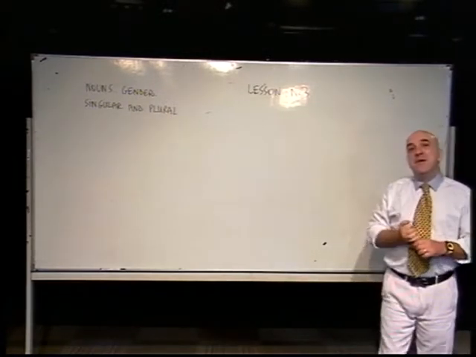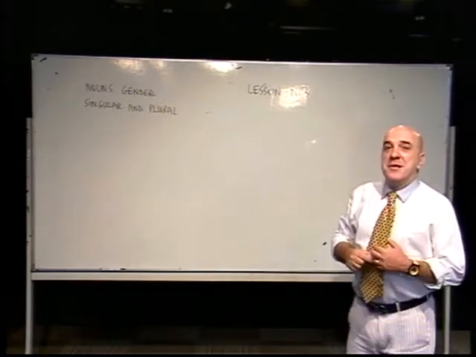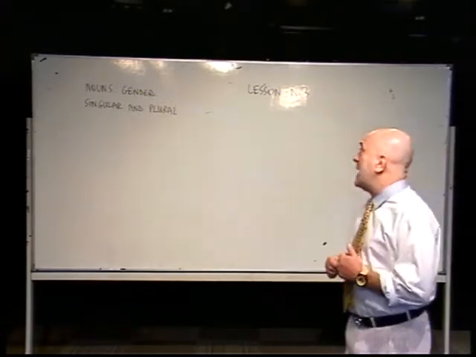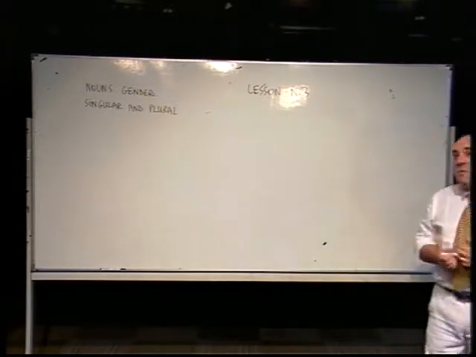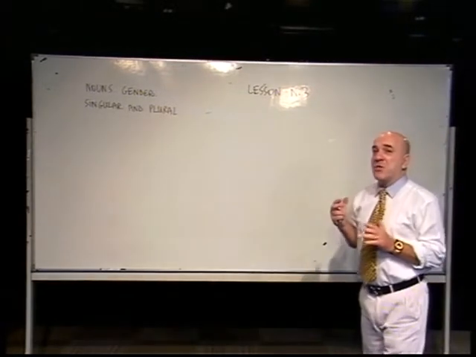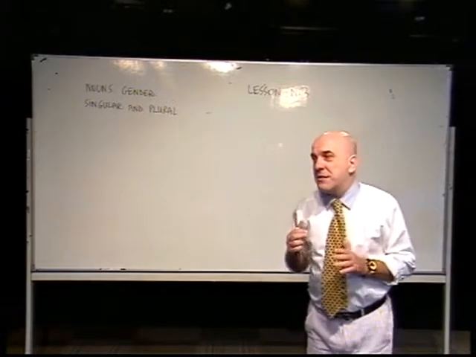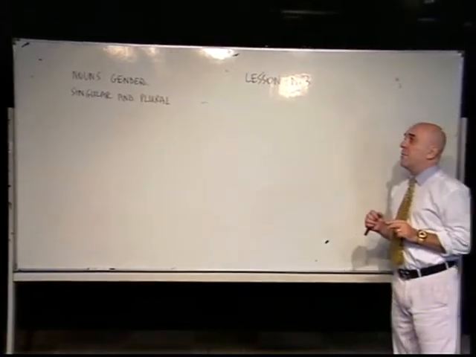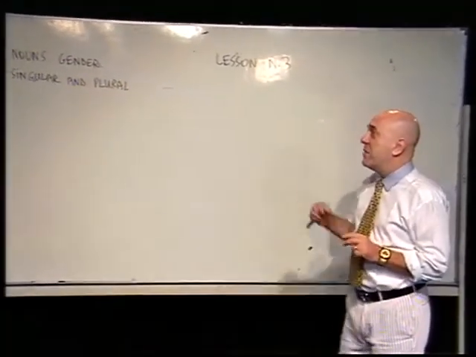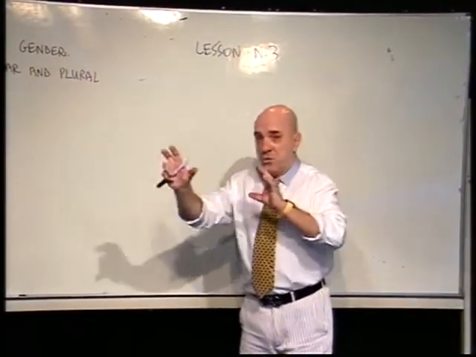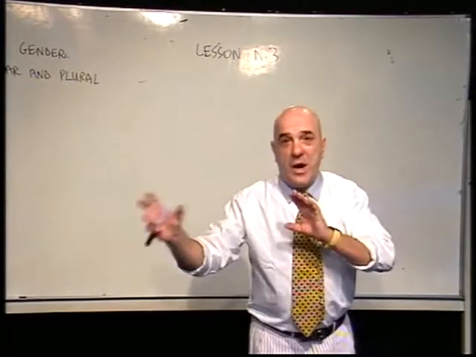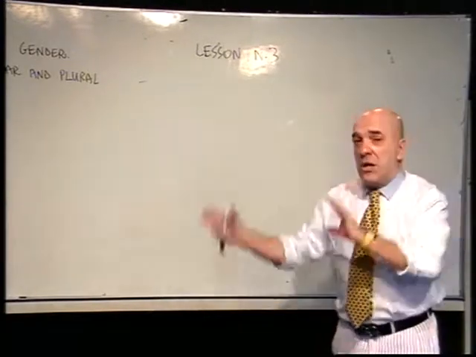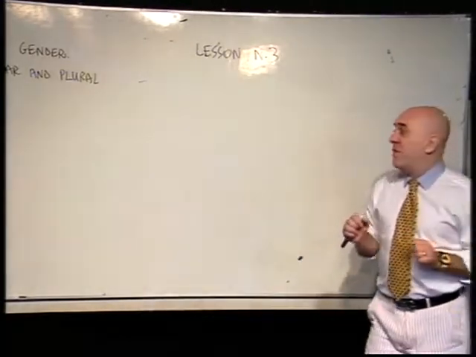And today we are going to talk about our lesson number 3. You remember in lesson number 1 we talked about our Italian alphabet. In lesson number 2 we talked about the nouns, the gender of the noun, how to recognize if one word belongs to the masculine or to the feminine gender.